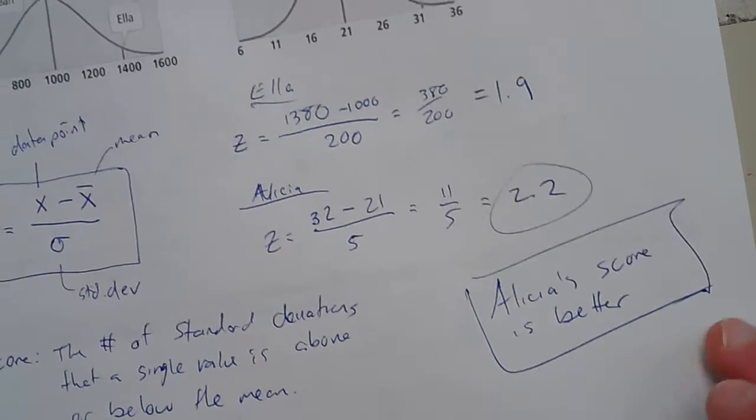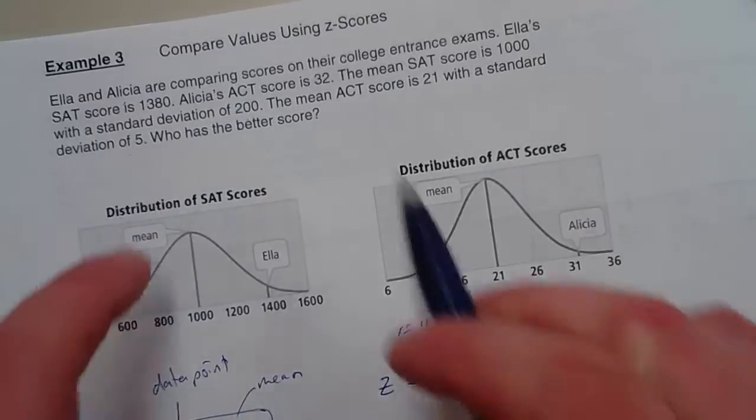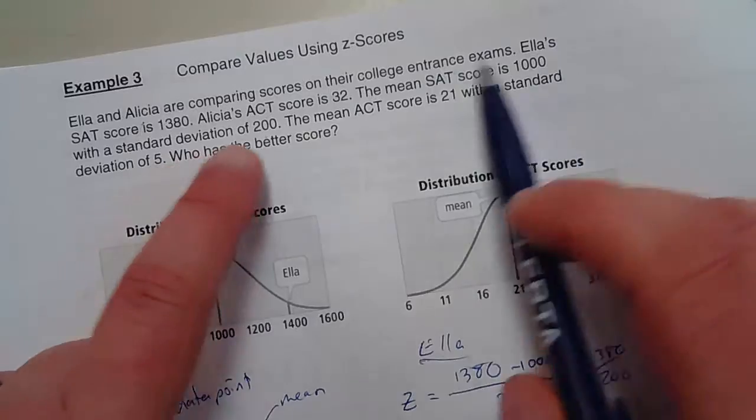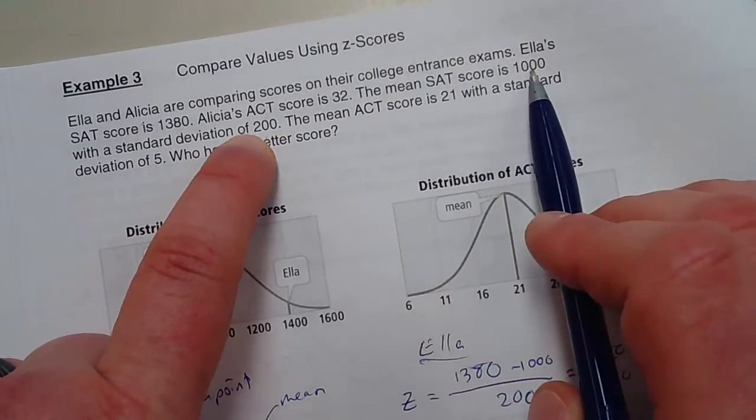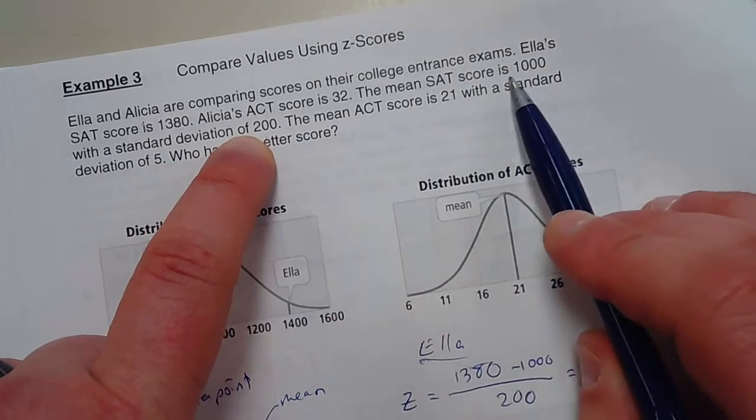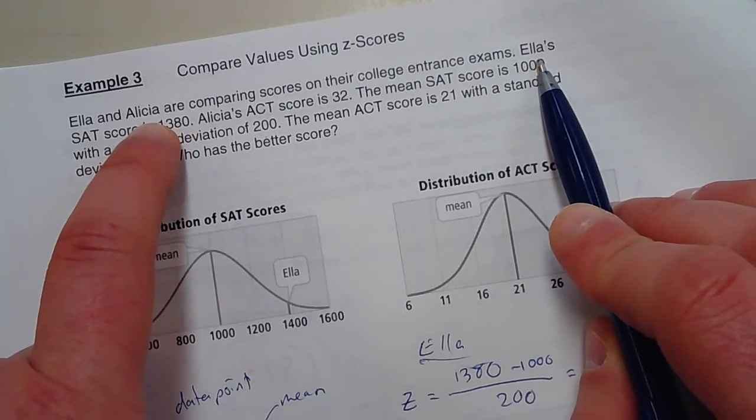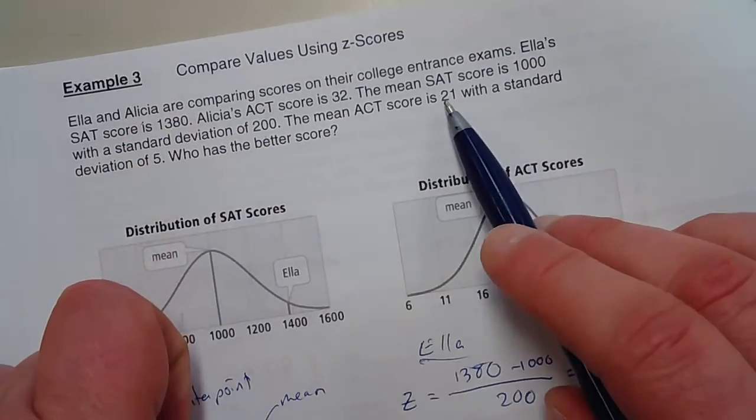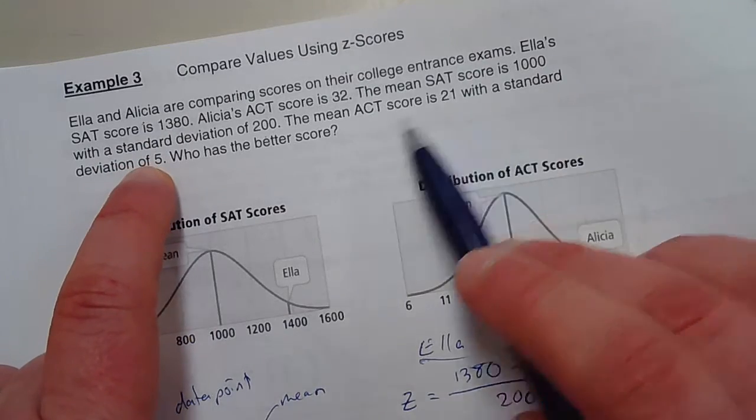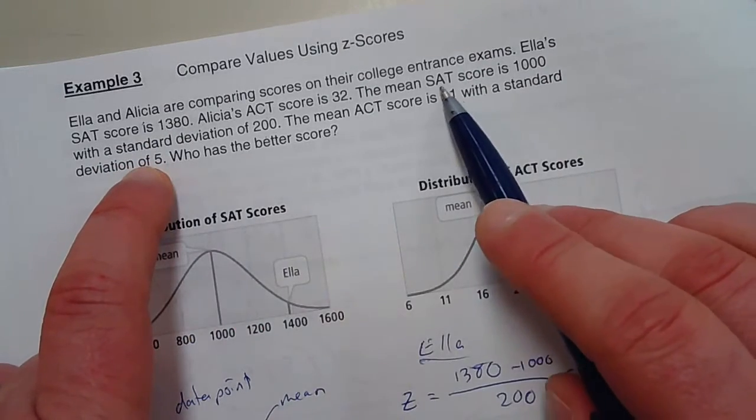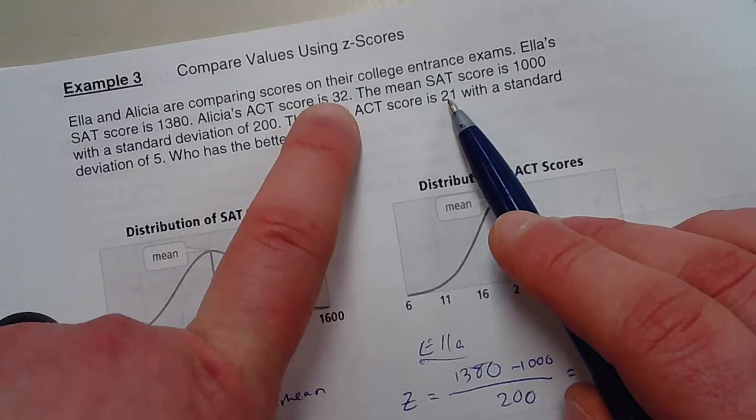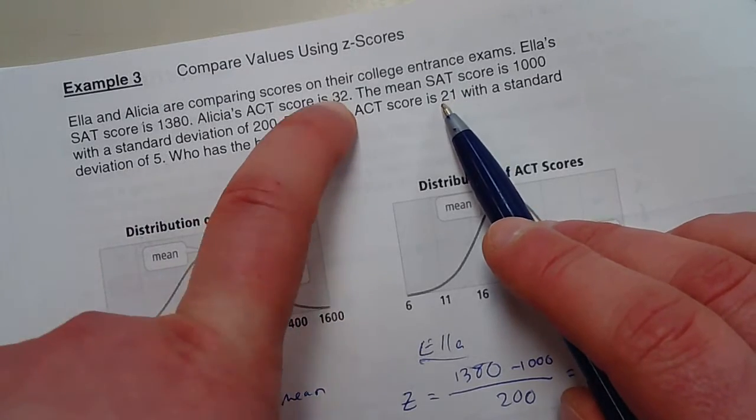Now, you can also kind of just do this conceptually. Like if I was looking at this, I would say, well, all right, so what's two standard deviations above this? That'd be 200 and 200, so it'd be 1,400. So I would look at that and be like, ooh, she was almost 2 standard deviations. And then I would look at this and be like, okay, if standard deviation's 5, so 5 and 5 would be 10. So 31 would be 2 standard deviations. I can see right away, oh yeah, she's more than 2 standard deviations above.